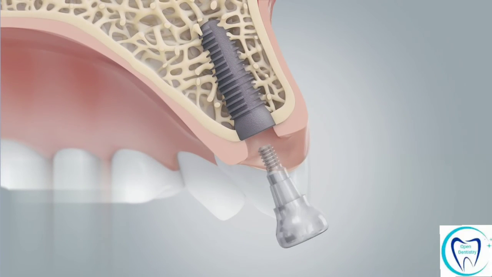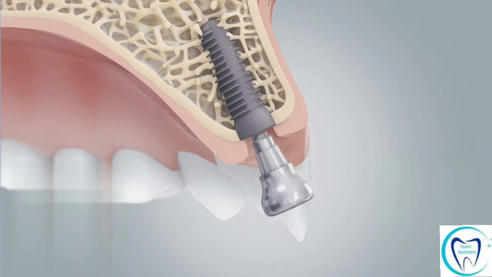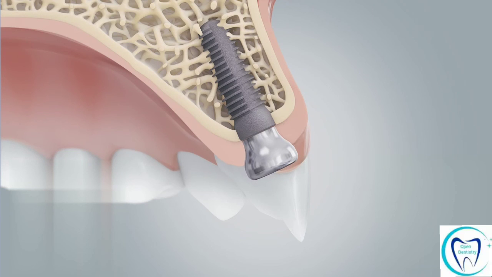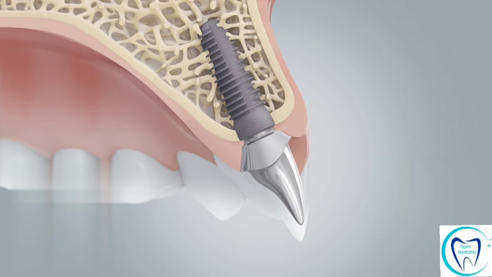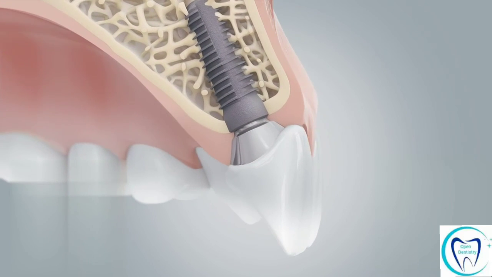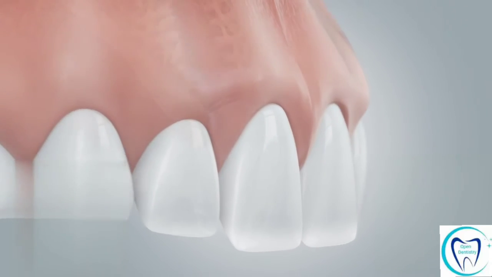For a most natural-looking outcome, the gum tissue is shaped so that it can be suitably adapted to the planned artificial tooth, the crown. An intermediate component, also called abutment, connects the crown to the implant. Thus, the new tooth blends naturally into the patient's natural teeth.